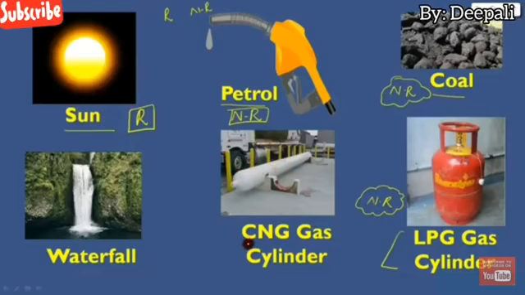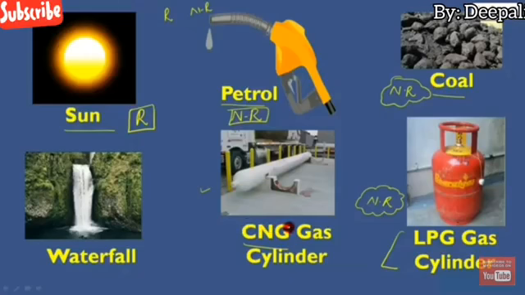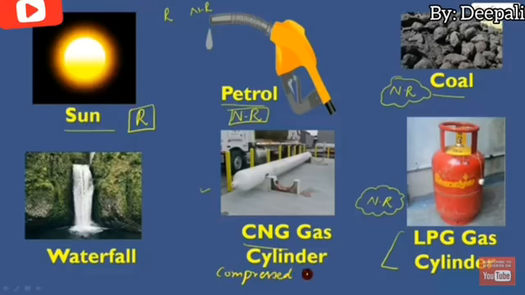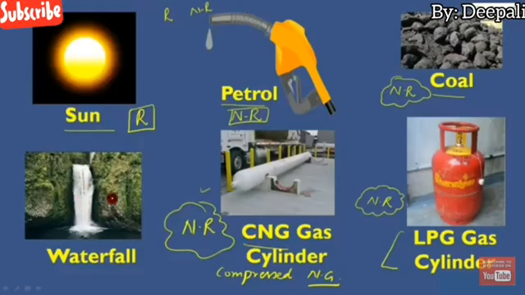Then we have CNG gas cylinders. CNG stands for compressed natural gas. It is also a non-renewable source of energy. It is not easily replenished. This compressed natural gas is used as a fuel in vehicles.